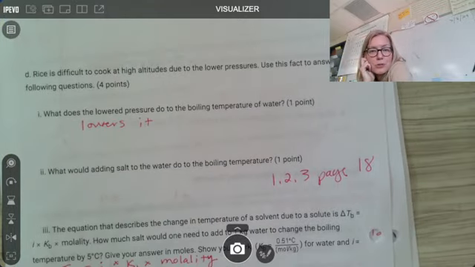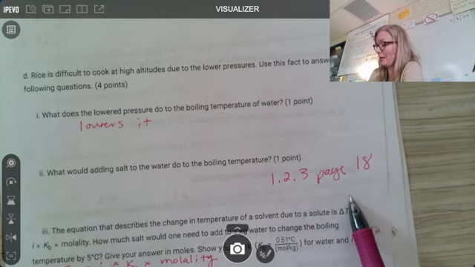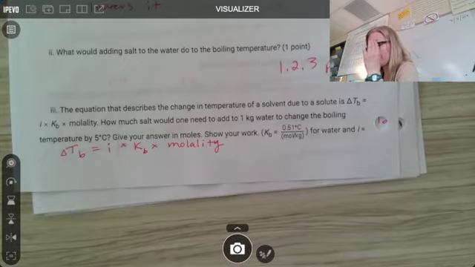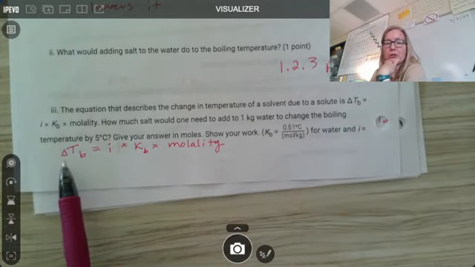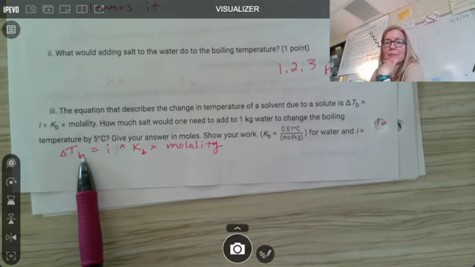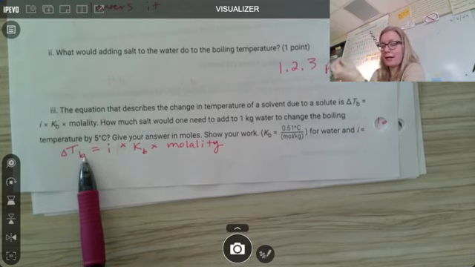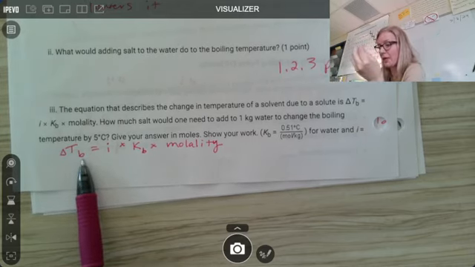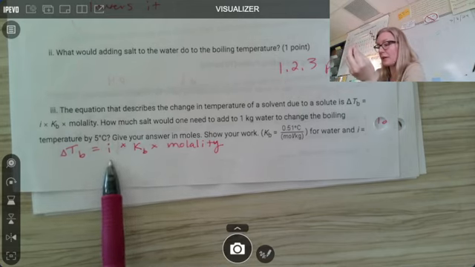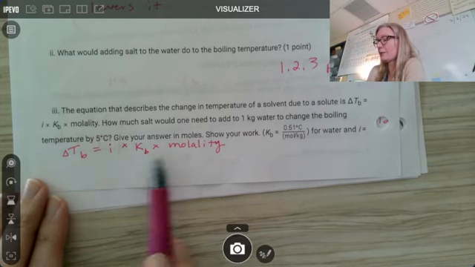And then part 2, what would adding salt do to the boiling point? 1.2.3, page 18. And then part 3, okay, this is the formula they want you to use. Delta means change in, and TB is the temperature of boiling, or the boiling point. So this is the change in the boiling point. How much the boiling point changes when you dissolve something in a liquid is equal to i times Kb times the molality, okay? I'll explain what those mean in a second.